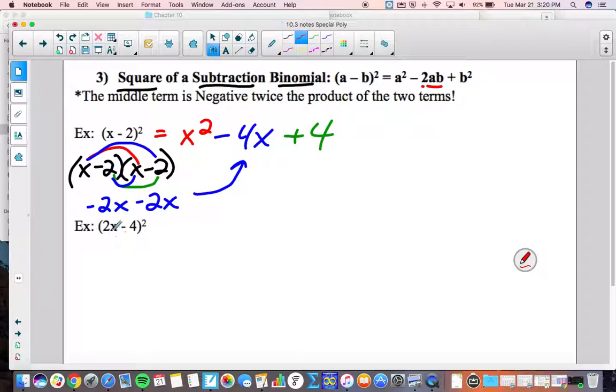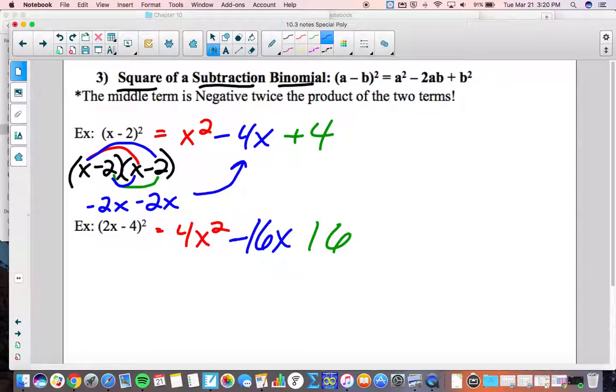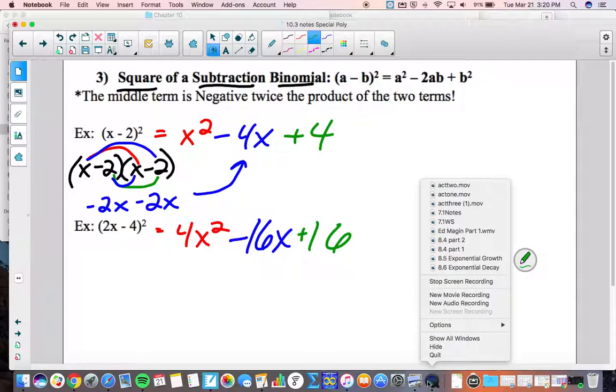So, square this term right here. You get 4x squared. Square the last term. 4 squared is 16. In the middle, it says to multiply the two terms together and then double that. So 2x times 4 is 8x. 8x doubled is 16x. And then we put a subtraction sign in front of that. And we put a plus sign in front of that last term squared. Bada bing, bada boom.